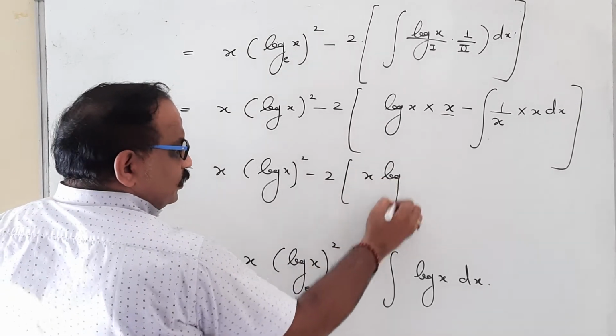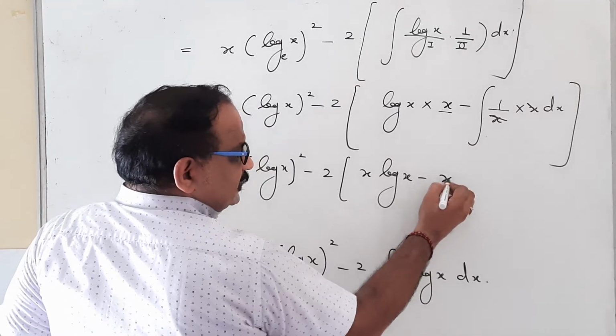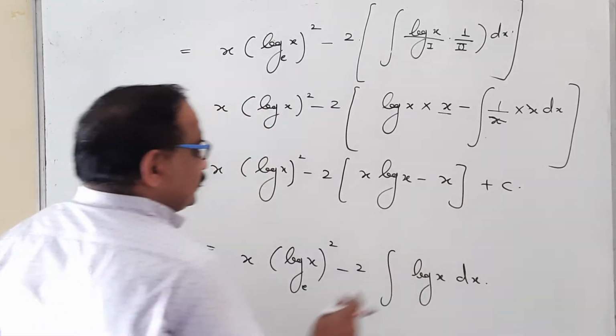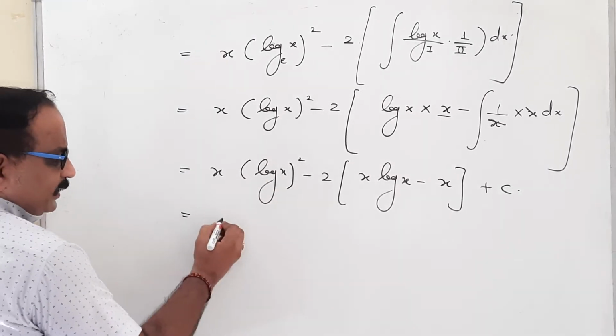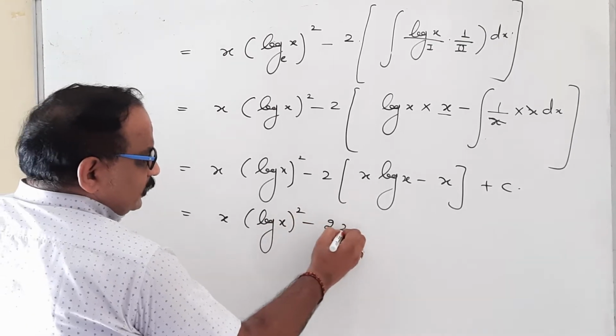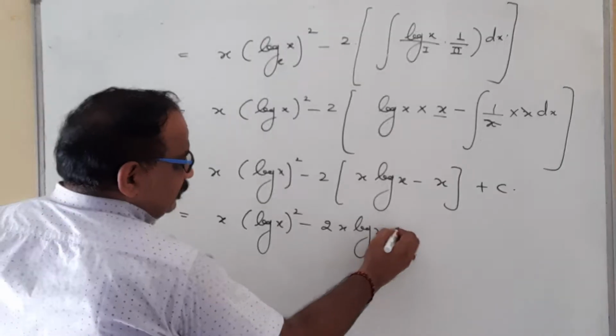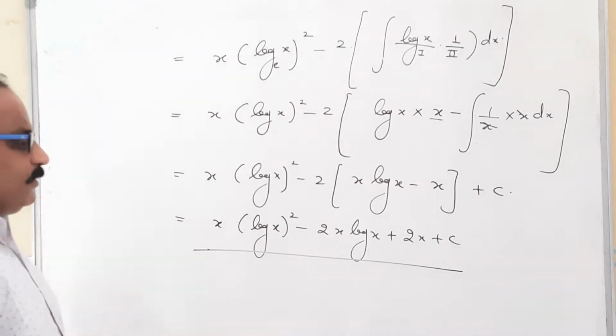There is x log x minus this x, and the x will cancel. Integration of dx will be x, plus C. That is our solution. And one more step, we have to open the bracket and it will be over. So there is x squared log x minus 2x log x plus 2x plus C. That is the problem we have.